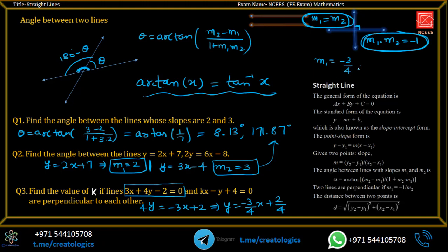What about m2? The slope of this line is found by converting it into slope-intercept form. Again from here find the value of y. That gives us y is equal to kx plus 4. So what is the slope of the second line? k only. So m2 is k. Now according to this, m1 times m2 must be equal to -1. So I can say -3/4 times k is equal to -1. From here k comes out as 4/3.